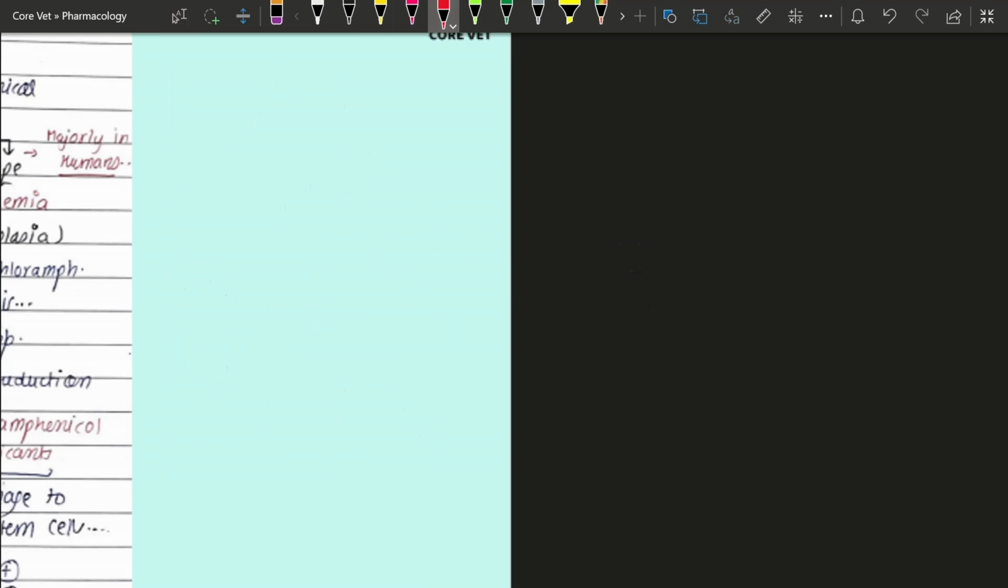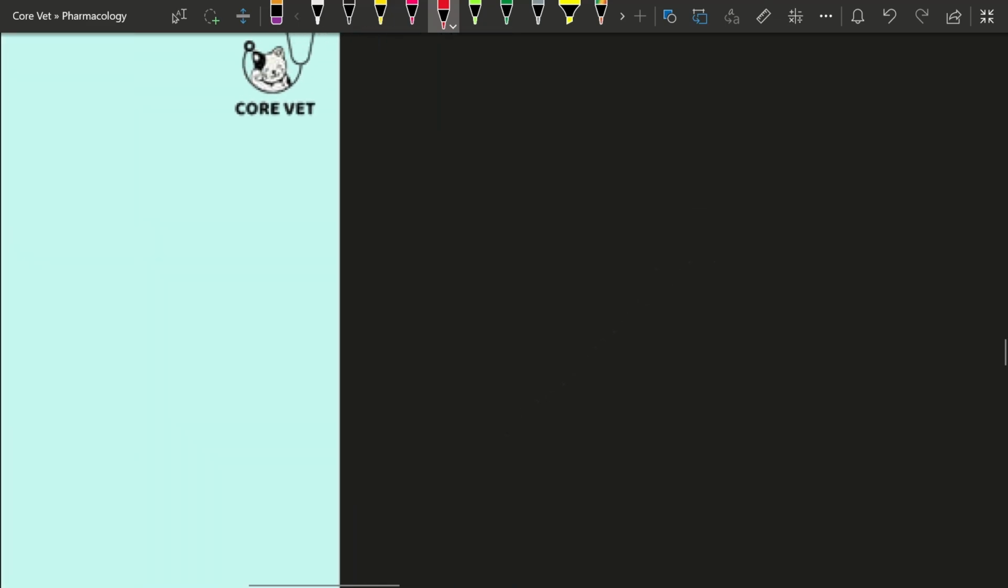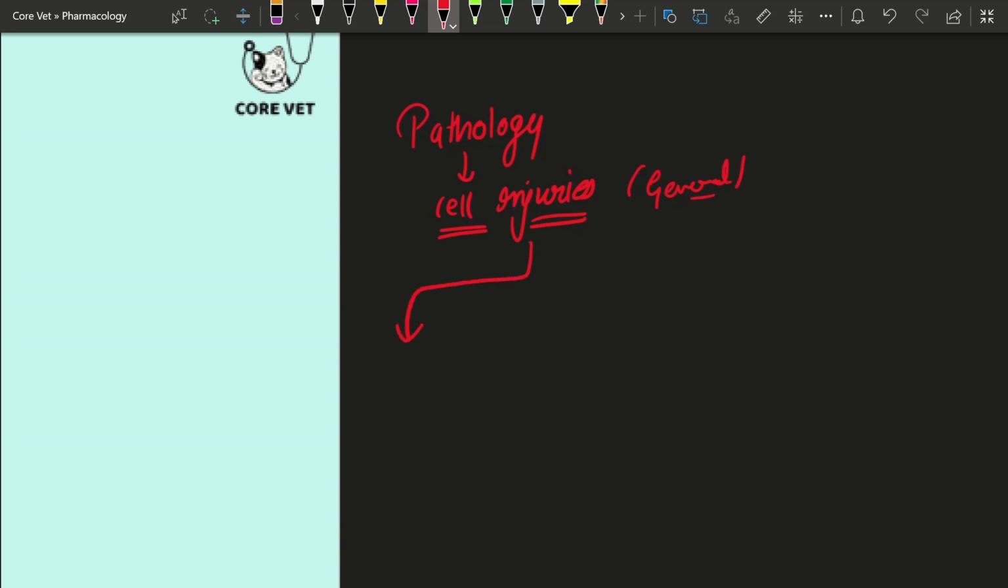Now, if we talk about bone marrow depression, first of all, you must have studied cell injuries in your general pathology. There are two types of cell injuries: one is reversible, and the second is irreversible. These are the two types of cell injuries you must have studied in pathology.